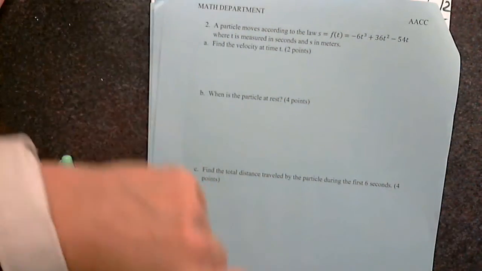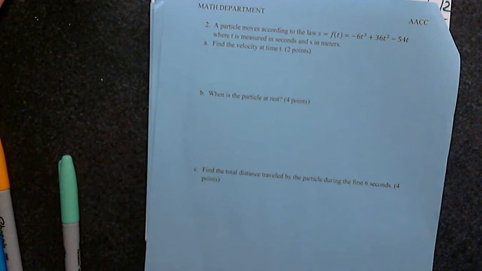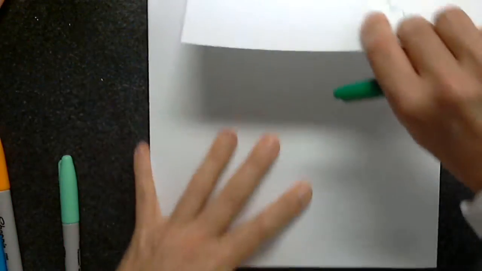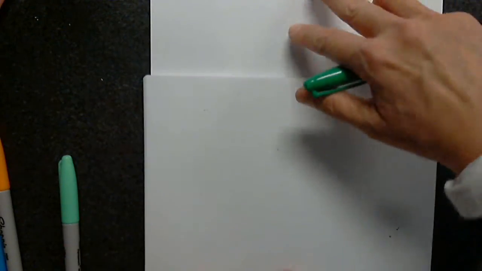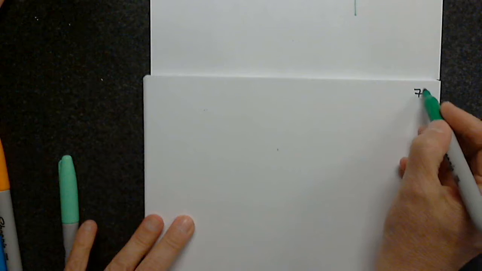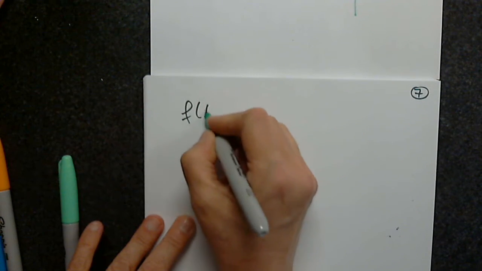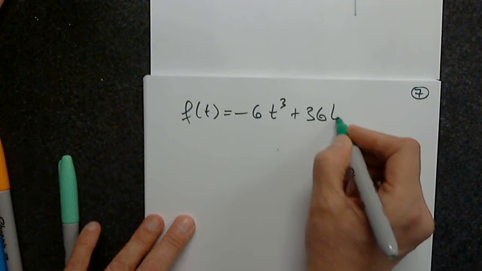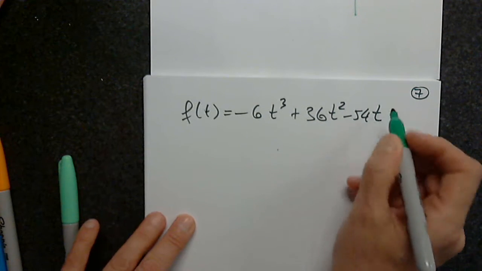Okay, so let's read this problem. We had something similar in class. So a particle moves according to the law, so I'm going to copy that. So we have f of t equals negative 6t cubed plus 36t squared minus 54t.